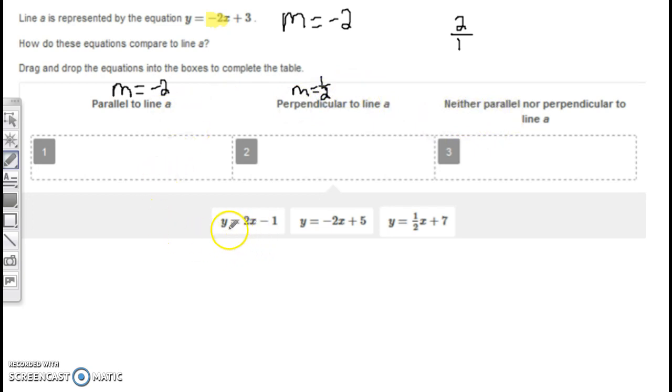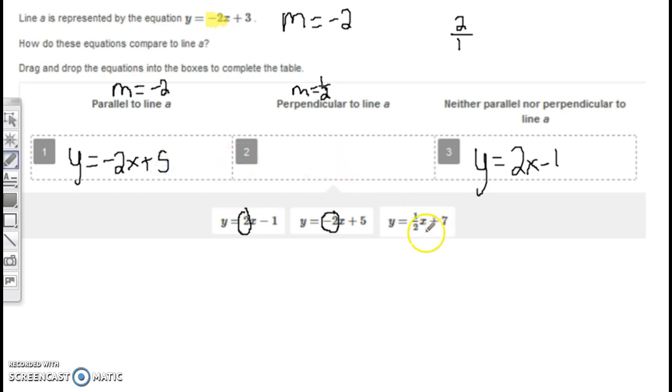So let's check our answers. This one's already in slope-intercept form, and the slope is 2. Which means it's not negative 2 and it's not positive 1/2. That one is actually neither. Alright, this one's also in slope-intercept form and the slope is negative 2, which is the exact same as our original slope, so this one is parallel. And then this one's also in slope-intercept form and the slope is 1/2, so it is perpendicular.